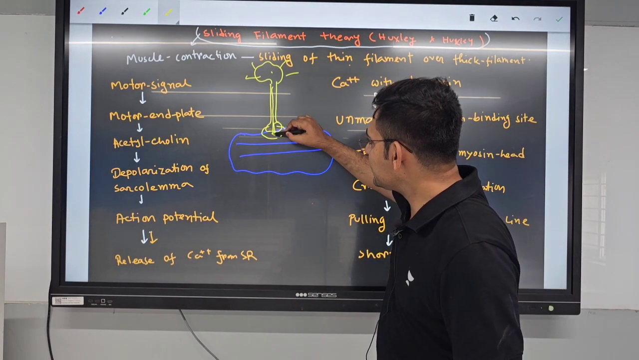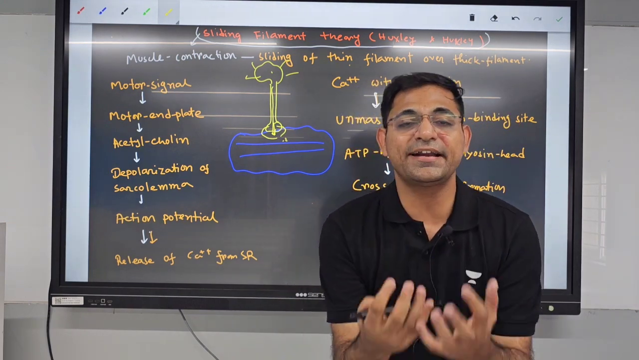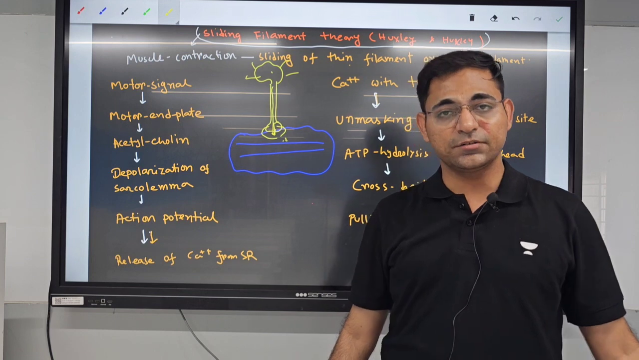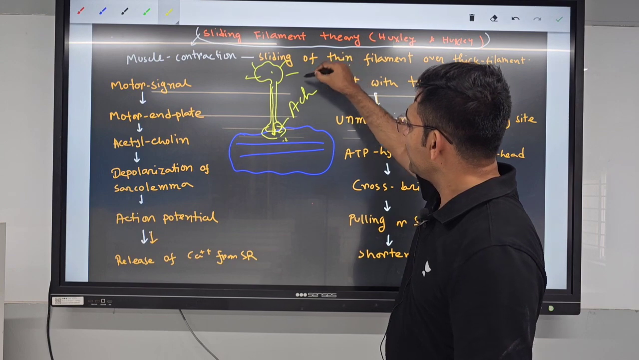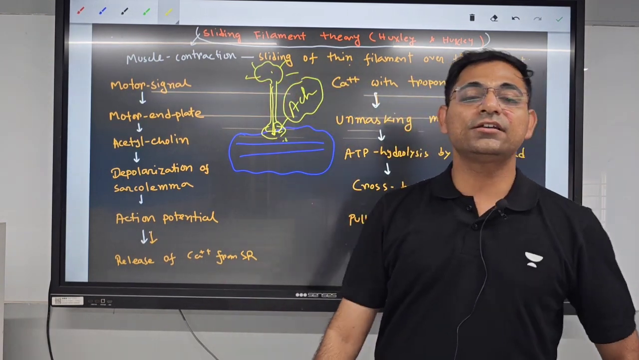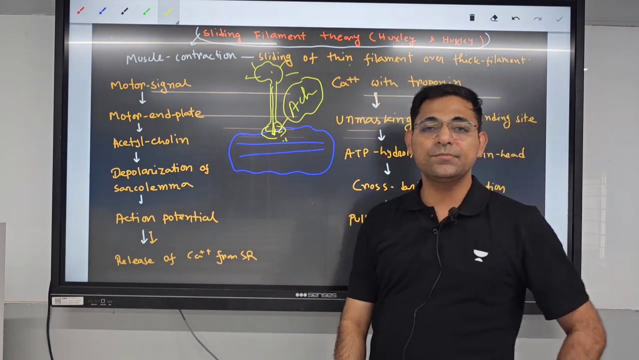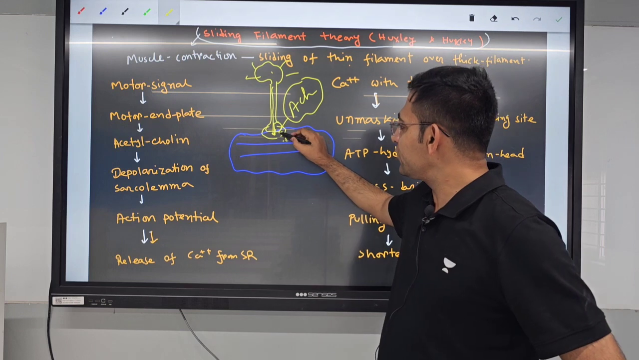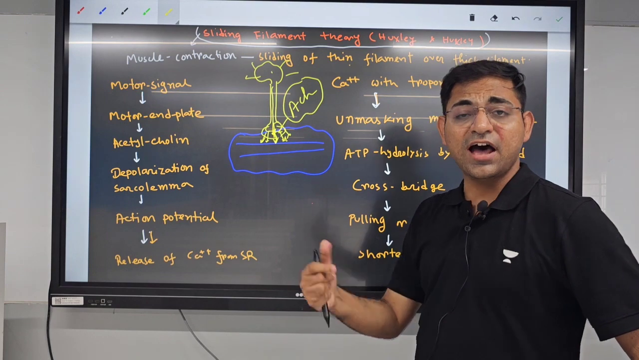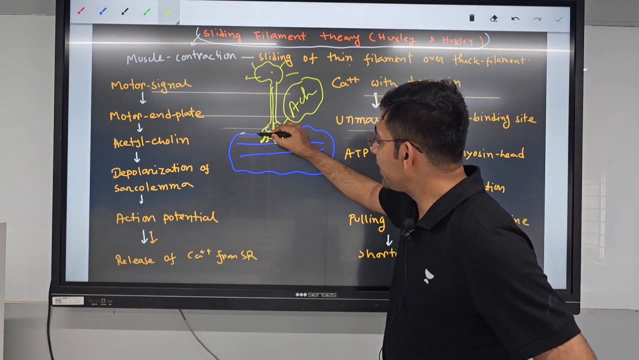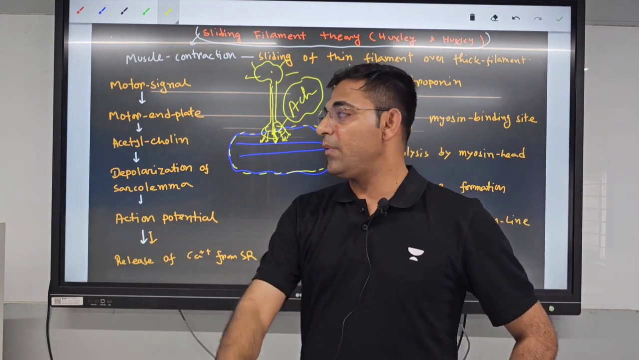Now it will transmit the signal from neuron to muscle to begin the contraction process. Who will be carrying the signal of the contraction process? There is a neurotransmitter called acetylcholine or ACh. When the motor signal comes to the motor end plate, it will release ACh and carry the signal forward inside the sarcolemma, the membrane of the muscle cell. Membrane of muscle cell, sarcolemma, right?